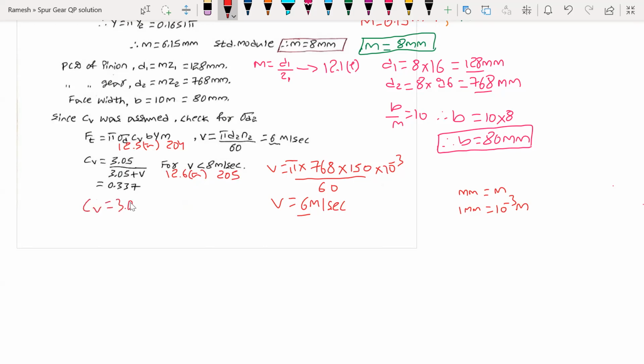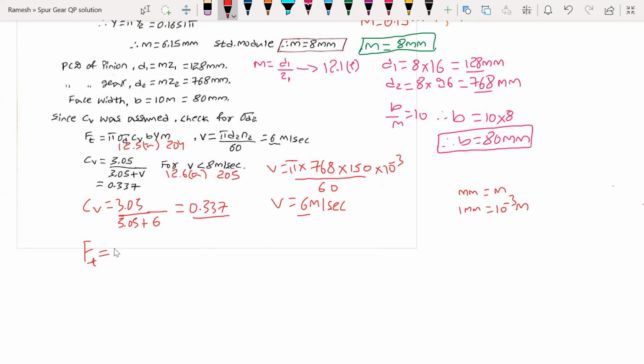CV is equal to 3.05 divided by 3.05 plus V, where V is calculated as 6. If you calculate it, I'm going to get 0.337. This is the velocity factor. After finding the velocity factor, next you need to find out the FT. FT is nothing but the tangential load.